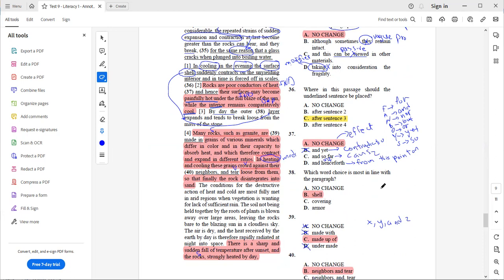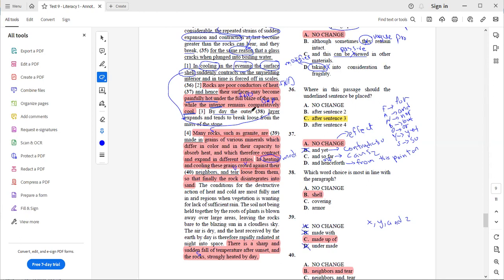Question 38. Okay, Pilot Kareem. Which word choice is most in line with the paragraph? Okay, the same thing, vocab also. I think we did vocab the first time, or no, this is the many times, the third time or the second time. Okay, may you read, please? From which line? By day, the outer layer expands and tends to break loose from the mass of the stone.